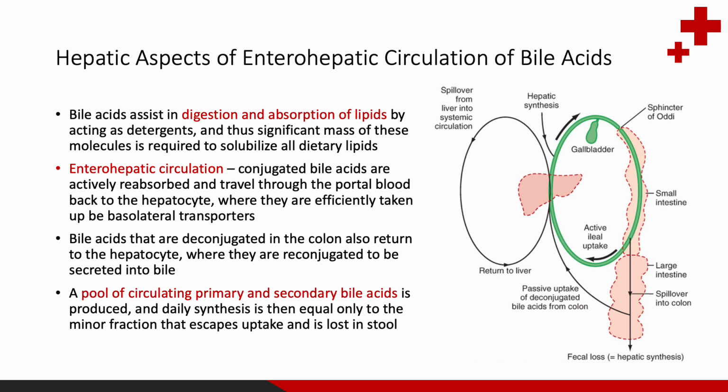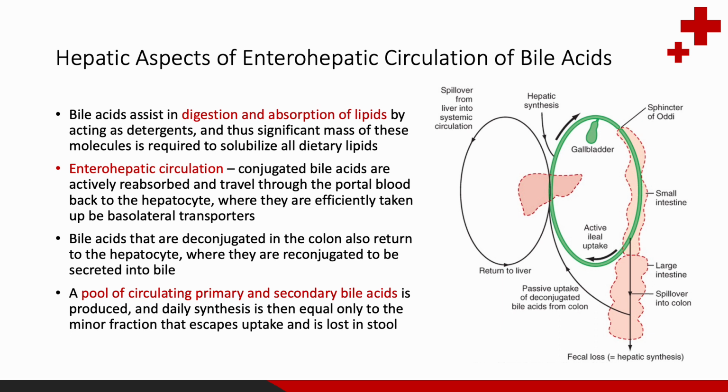Bile acids assist in digestion and absorption of lipids by acting as detergents rather than enzymes, and thus significant mass of these molecules is required to solubilize all dietary lipids. Through the enterohepatic circulation, conjugated bile acids are all actively reabsorbed and travel through the portal blood back to the hepatocyte, where they are efficiently taken up by the basolateral transporters.